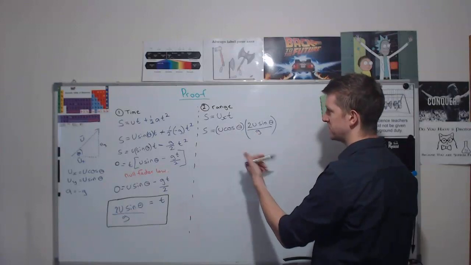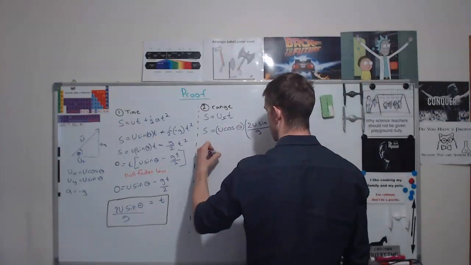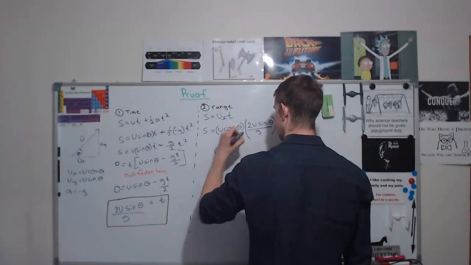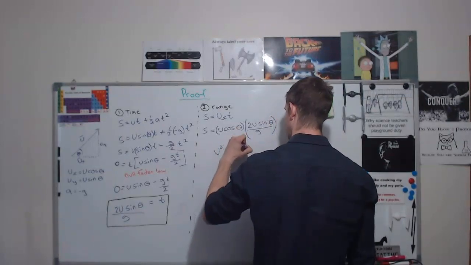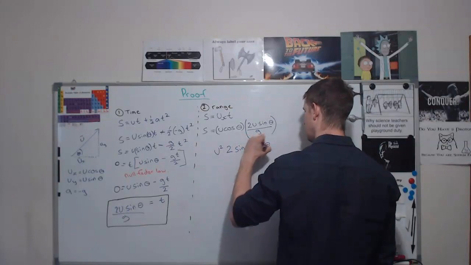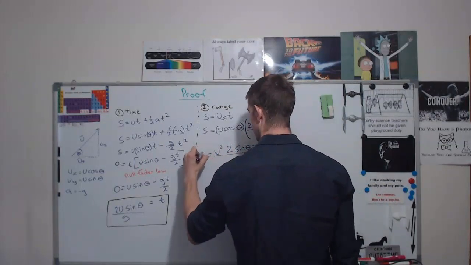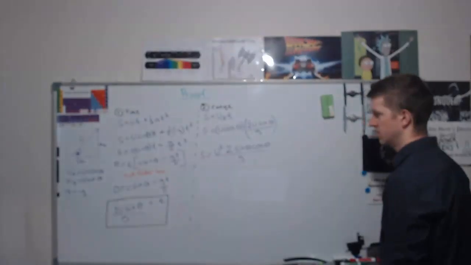If I expand out these brackets, I'm going to get u squared from these two. I'll have a 2 sine theta cos theta, and that's all going to be divided by g. That's going to be my range.